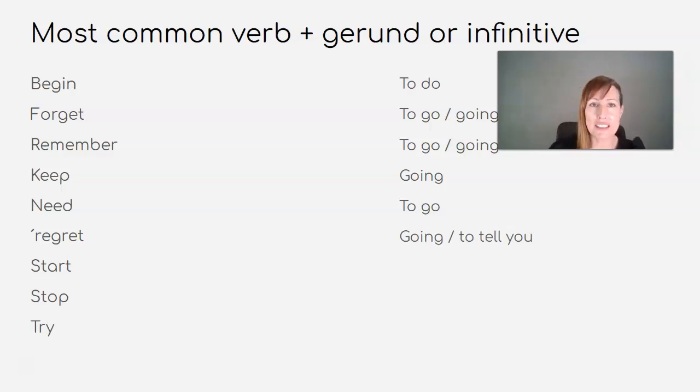So I regret going to the party means I wish I didn't go to the party. Or I regret not going to the party means I wish I did go to the party. We use regret also to say I'm sorry. For example, I regret to tell you, or I regret to inform you that you didn't get the post. It's more formal. It's used to reject. Okay? I regret to inform you that you didn't get the post.